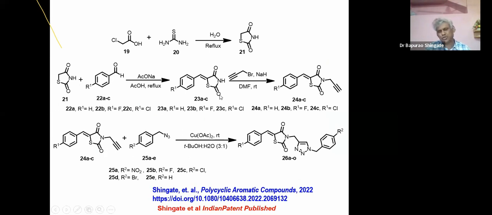Now we have a free NH group, which on reaction with a base like sodium hydride and propargyl bromide leads to the terminal alkyne. And this thiazolidinone-based terminal alkyne, on click reaction by using copper acetate with benzyl azides, leads to the corresponding arylidene thiazolidinone-based 1,4-disubstituted 1,2,3-triazoles. And see here, we have incorporated two active pharmacophoric groups, that is thiazolidinone as well as a triazole, in a single molecular motif.